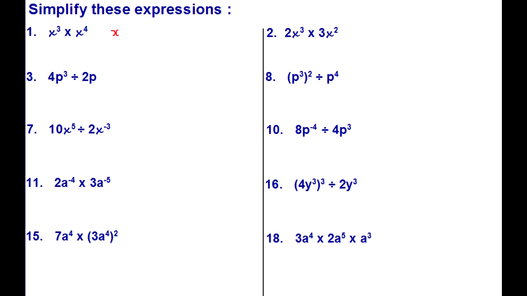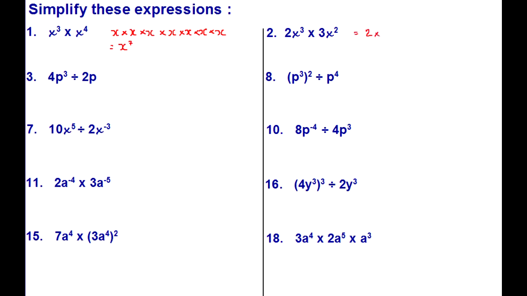First one, x to the power of 3 times x to the power of 4. Well, x to the power of 3 means write x down 3 times, multiply them together. X to the power of 4 means write x down 4 times, multiply together. Then multiply the results together. So in total, we've got 7 x's multiplied together, so the answer is x to the power of 7.